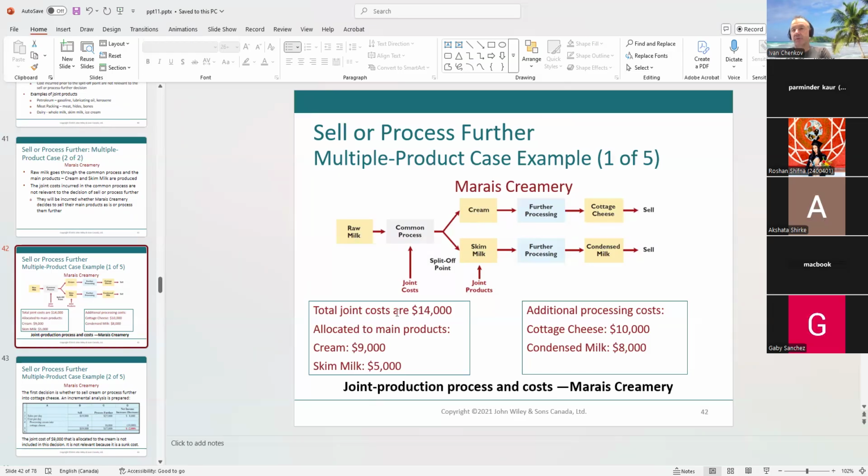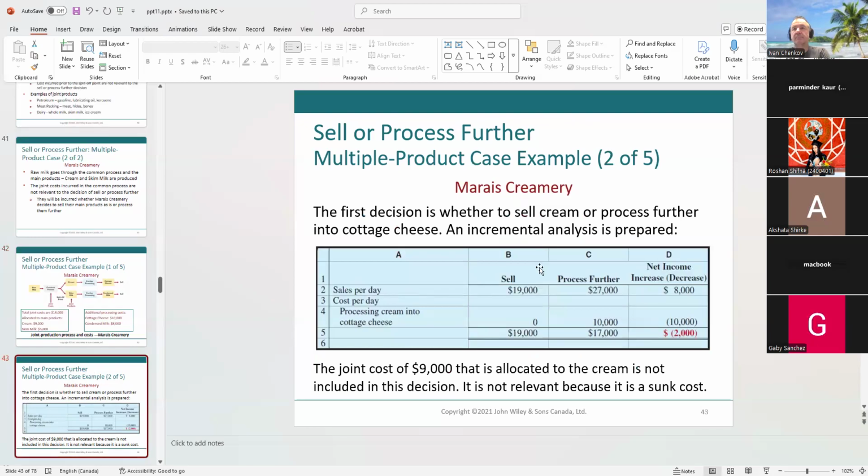Now, the total joint costs are 14,000 allocated to the main product. For the cream, we have 9,000. For the skim milk, we have 5,000. Additional processing cost for the cottage cheese is 10,000. For the condensed milk is 8,000. Now, what we need is the selling price. The first decision, whether to sell or not, will be for the cream.